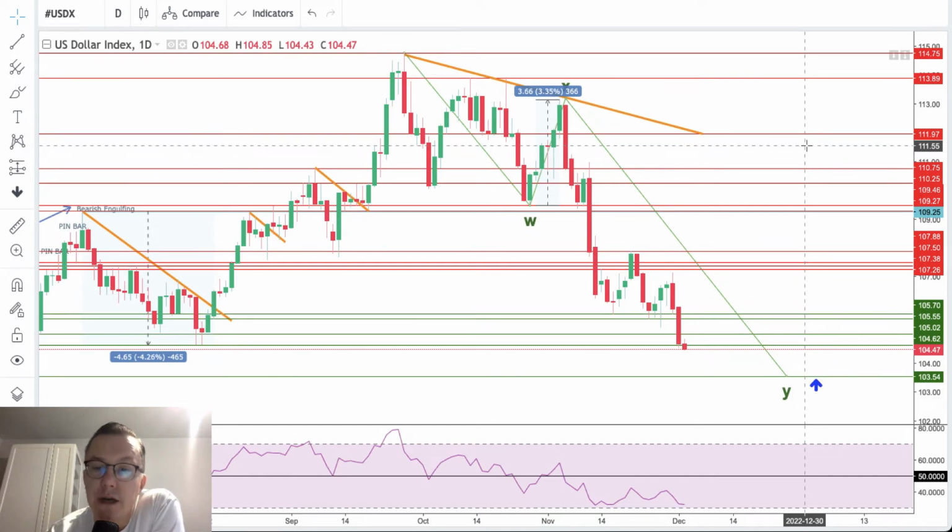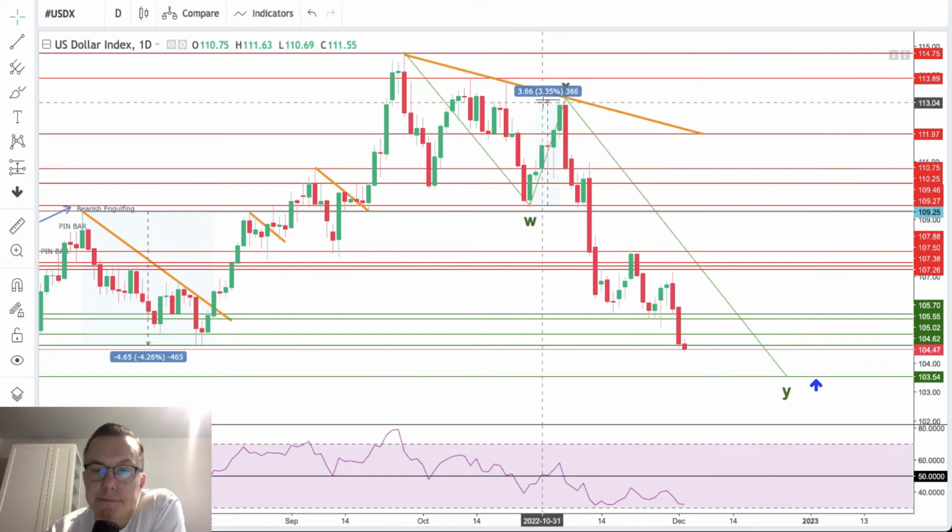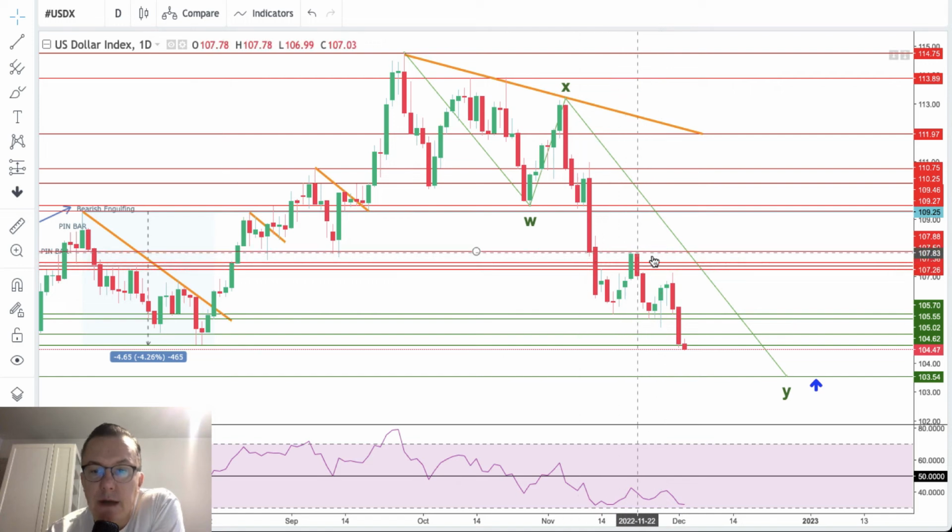In order to return to the uptrend, let's say, the market must break first above 107.88, around here, and then above 109.27. Without breaking above those two levels, we cannot say that the US dollar index is back to the uptrend. Momentum is weak, momentum is negative, which supports the short-term bearish outlook for the US dollar.